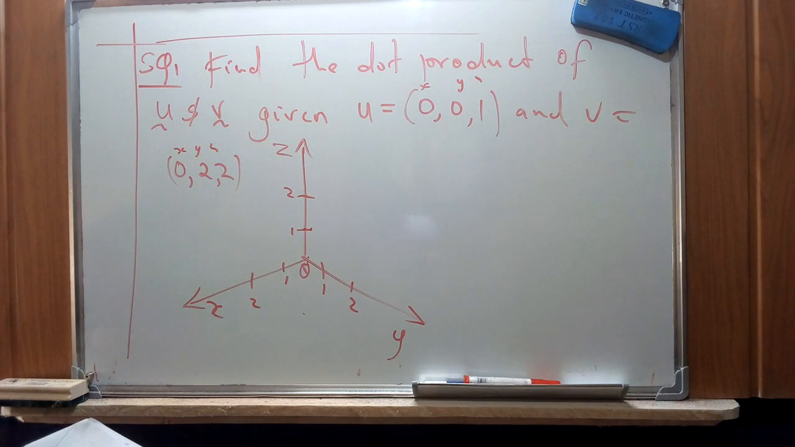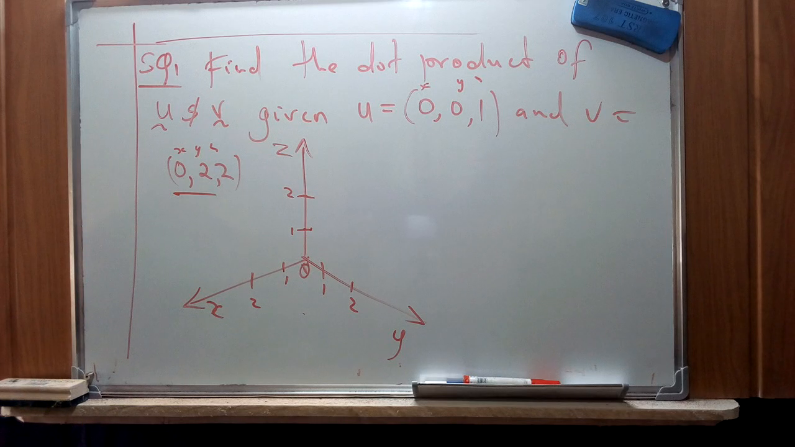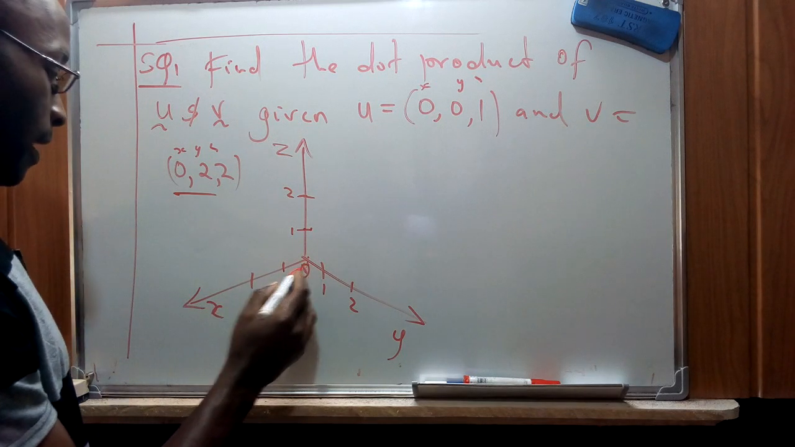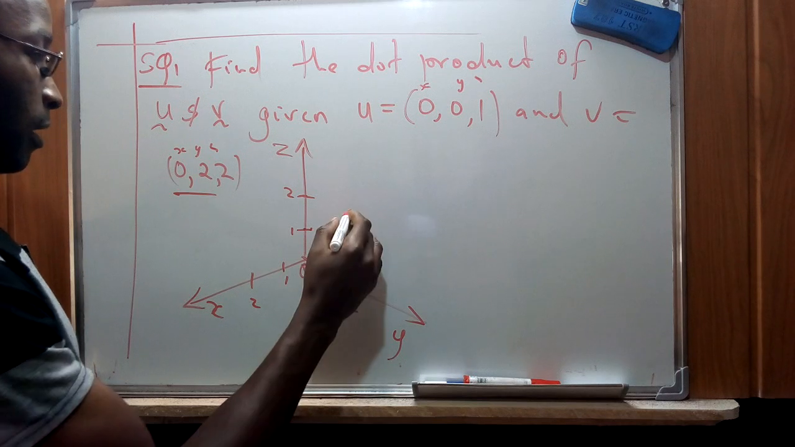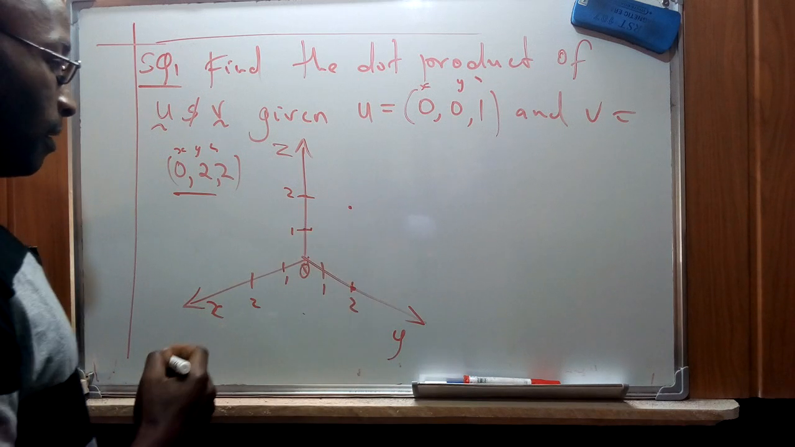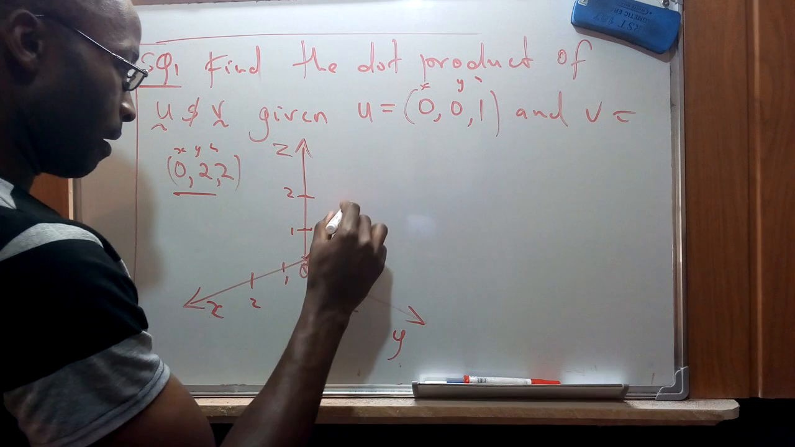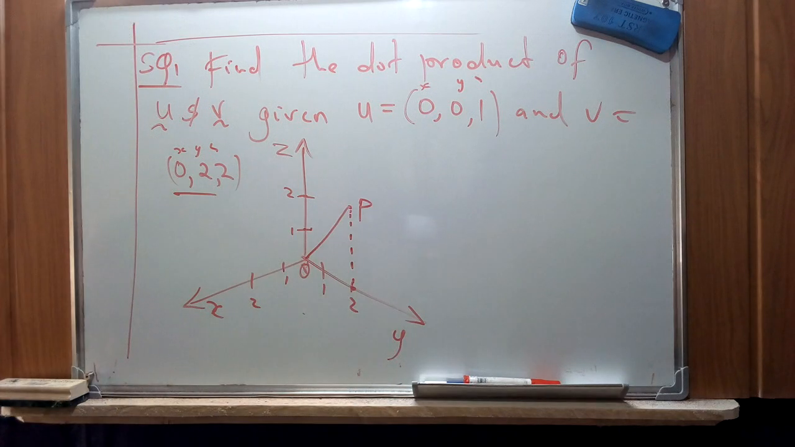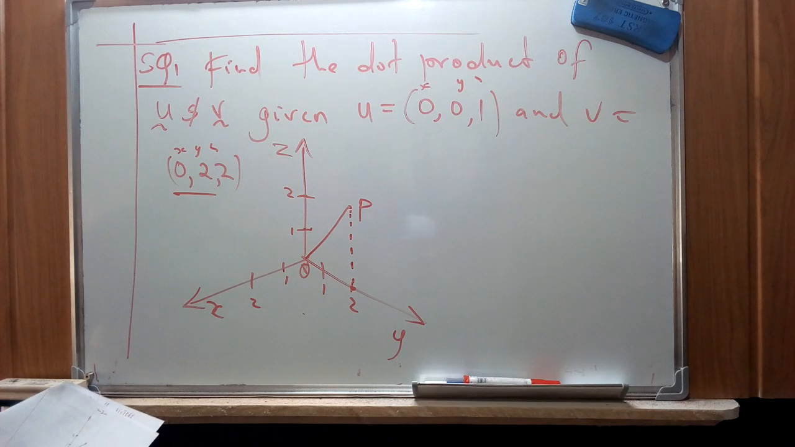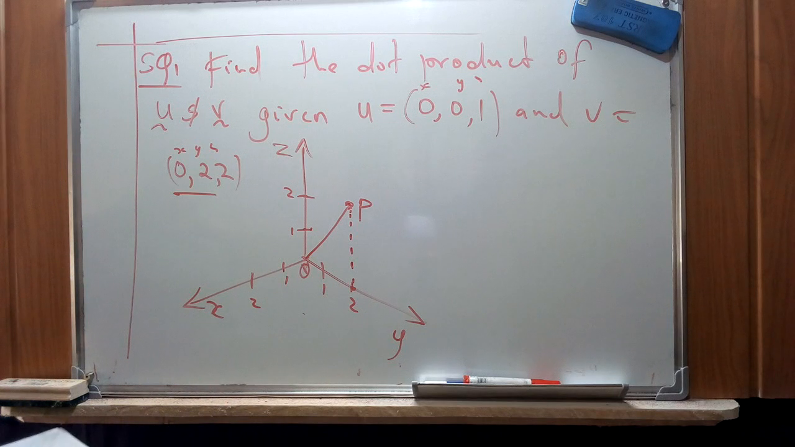For point v, it is 0 in the x direction, 2 in the y direction, and 2 in the z direction. So we are going to have it at this particular point. That is where that particular particle is going to be located in space.